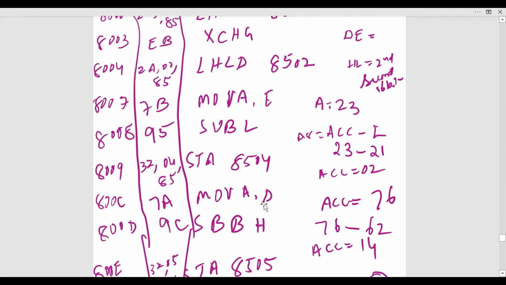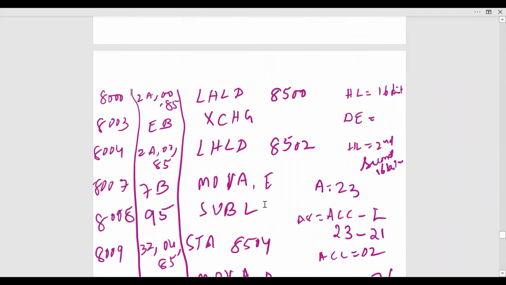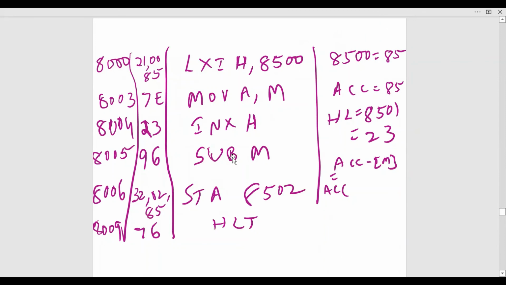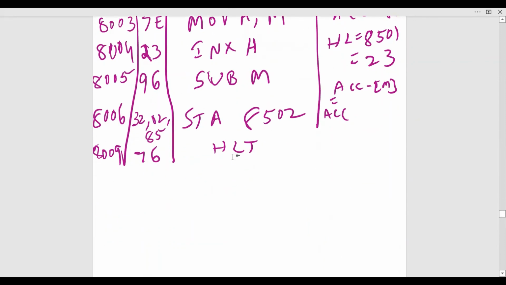So this is the assembly language programming to subtract two 16-bit numbers, and this is the assembly language programming to subtract two 8-bit numbers. I hope you all understood.